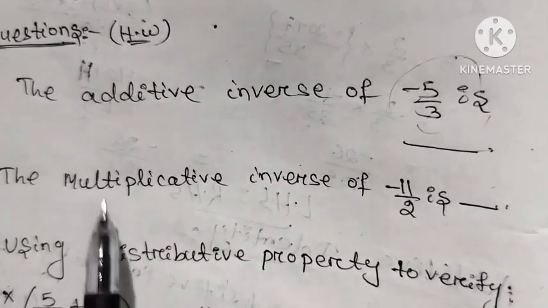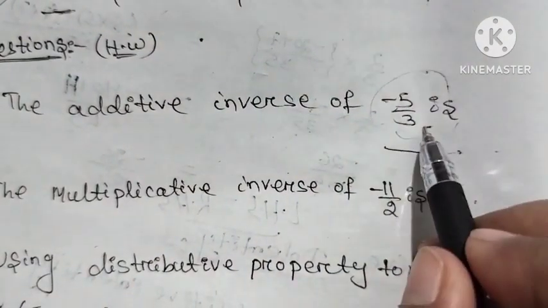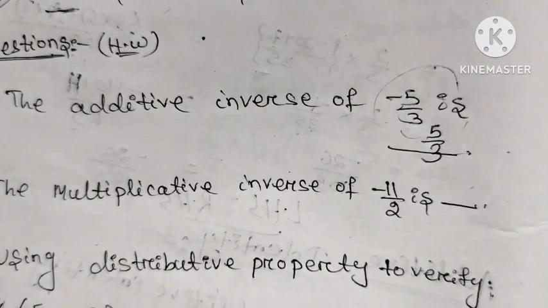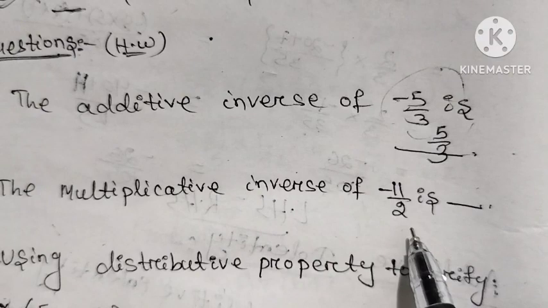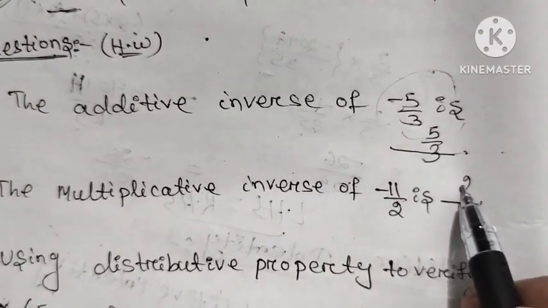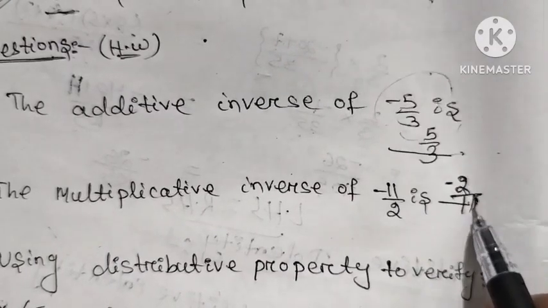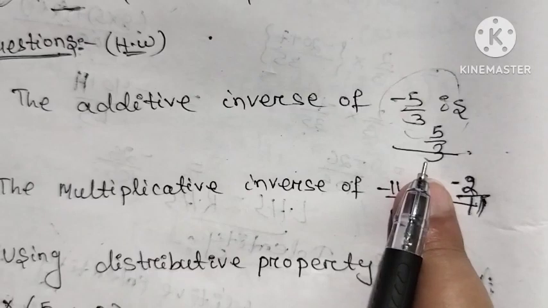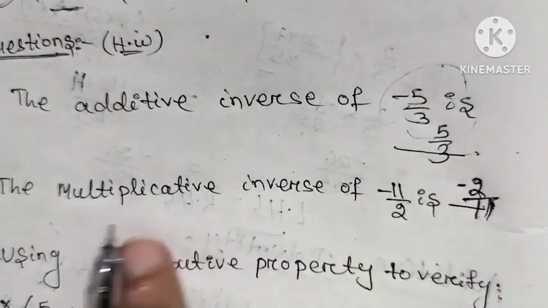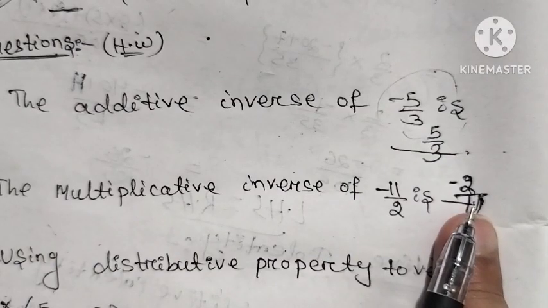Next question: the additive inverse of -5/3 is 5/3. The multiplicative inverse of -11/2, this is what? 2/11, minus 2/11. Yes, additive inverse means these two numbers you have to add, then the answer is 0. Multiplicative inverse means these two numbers you have to multiply, then the answer is 1.